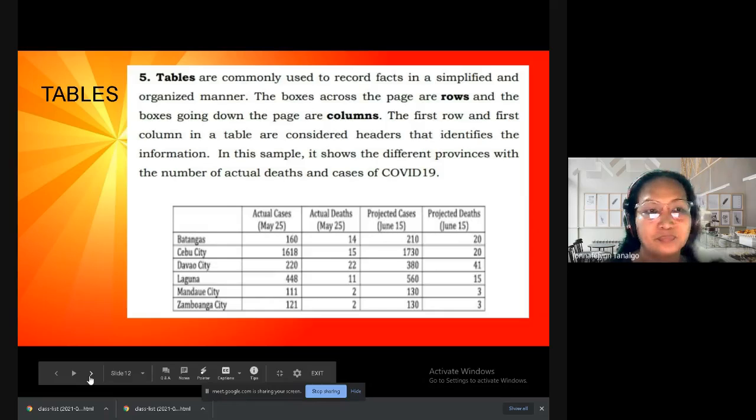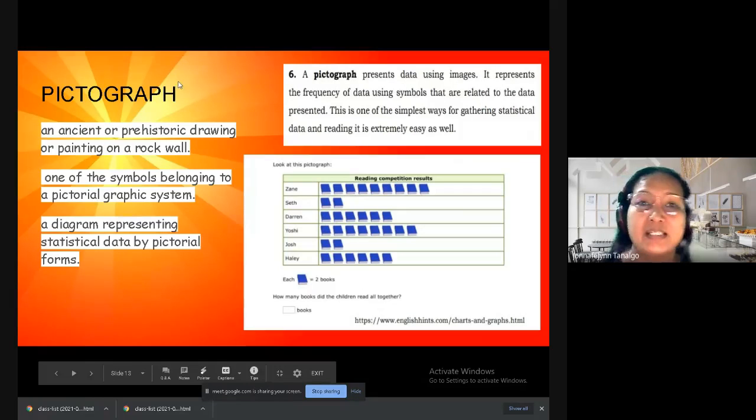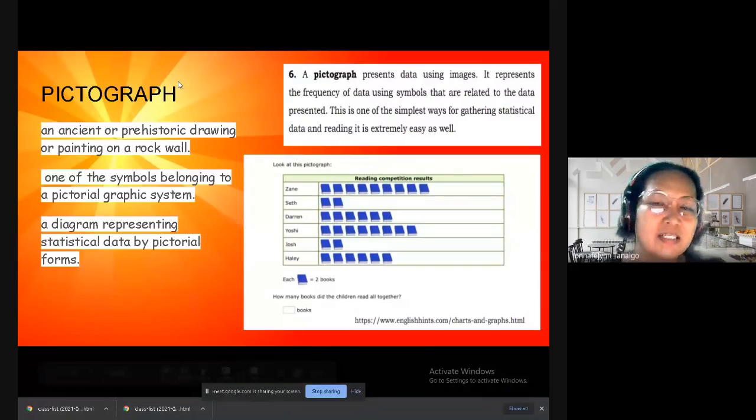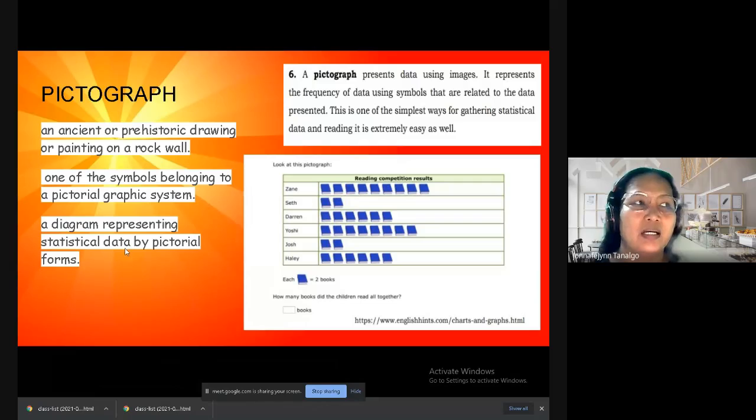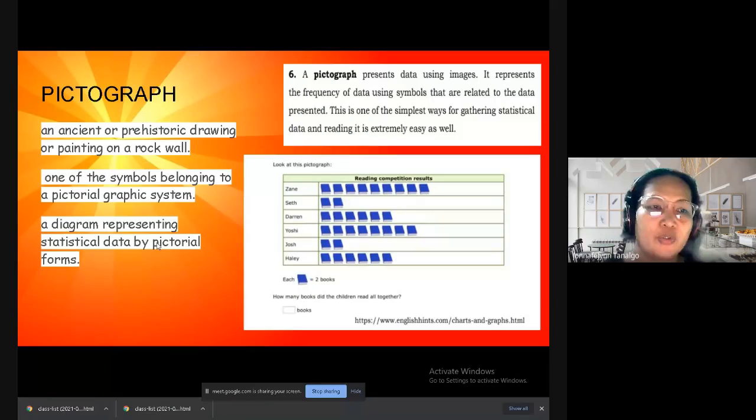The other one is a pictograph. So what is a pictograph? It is an ancient or prehistoric drawing or painting on a rock wall. One of the symbols belongs to a pictorial graphic system. It is a diagram representing statistical data by pictorial forms or photos.